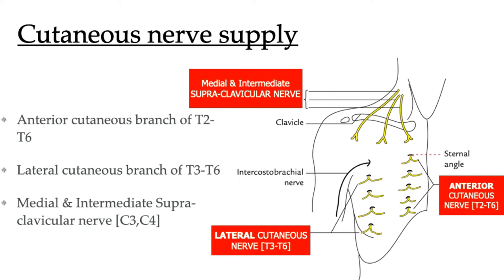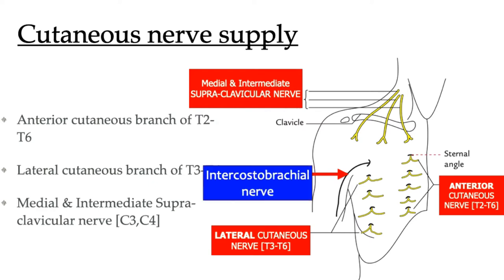Along with this, the supraclavicular nerve, which has a root value of C3 and C4, also provides cutaneous nerve supply to the upper part of the pectoral region. The red arrow indicates the lateral cutaneous branch of the second thoracic spinal nerve, which is called the intercostobrachial nerve.